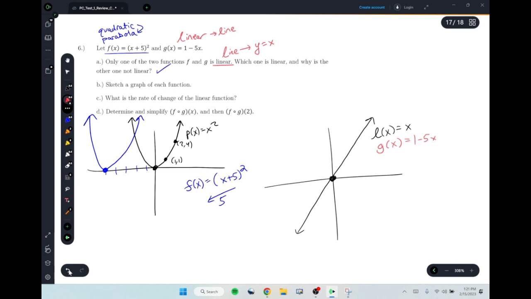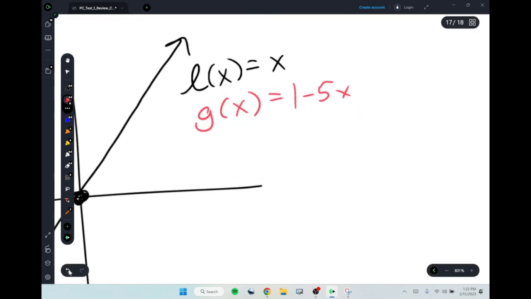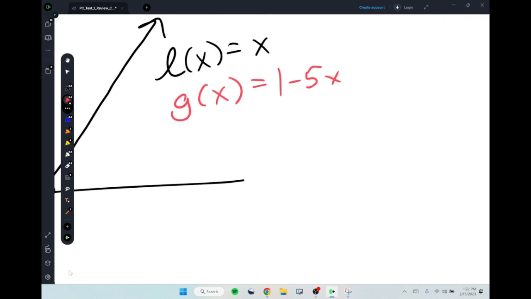G of x is almost easier to just plot 2 points and draw the line, right? Pick any 2 points, plot them, draw the line. That makes your life easier. Let's do the transformations too, though. What's the transformation happening to g of x? Up 1.